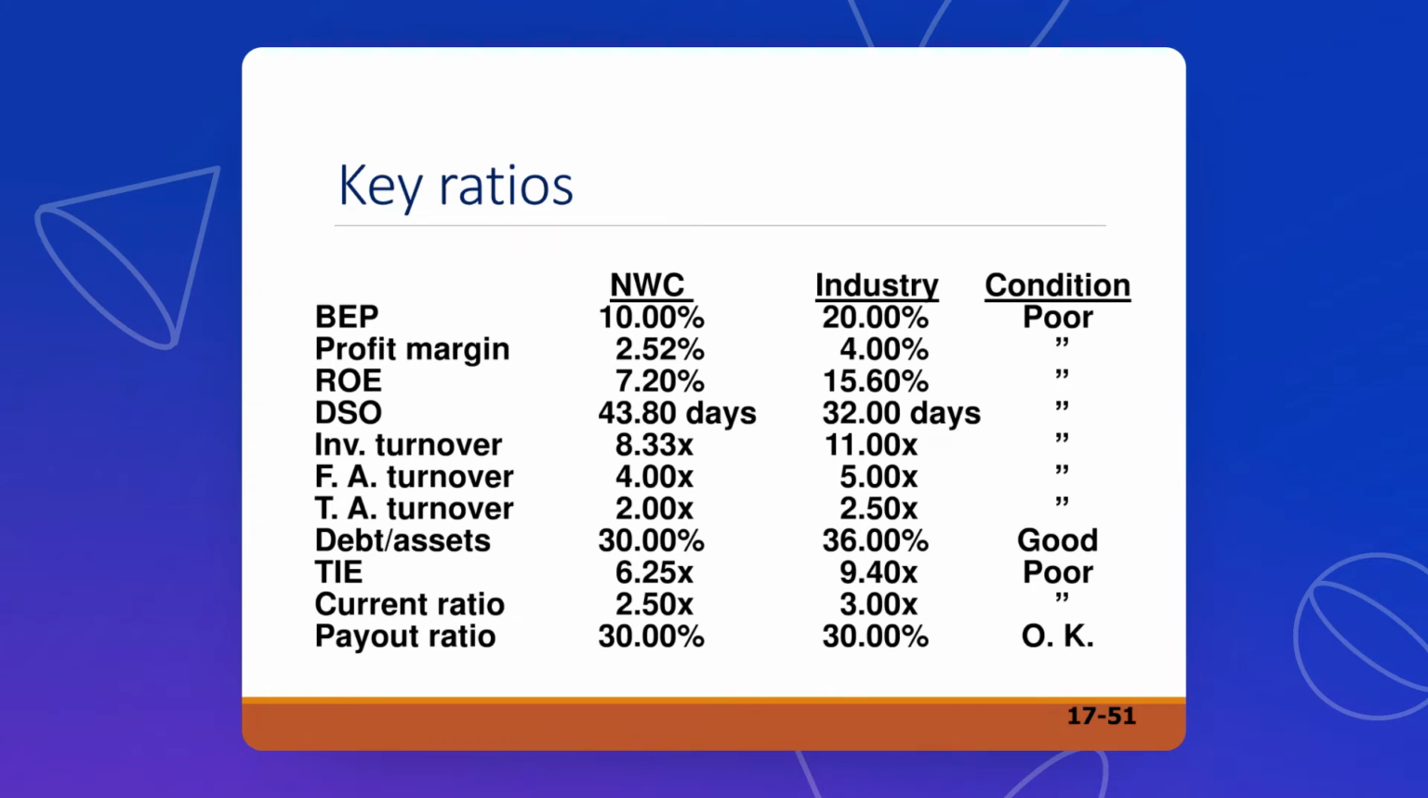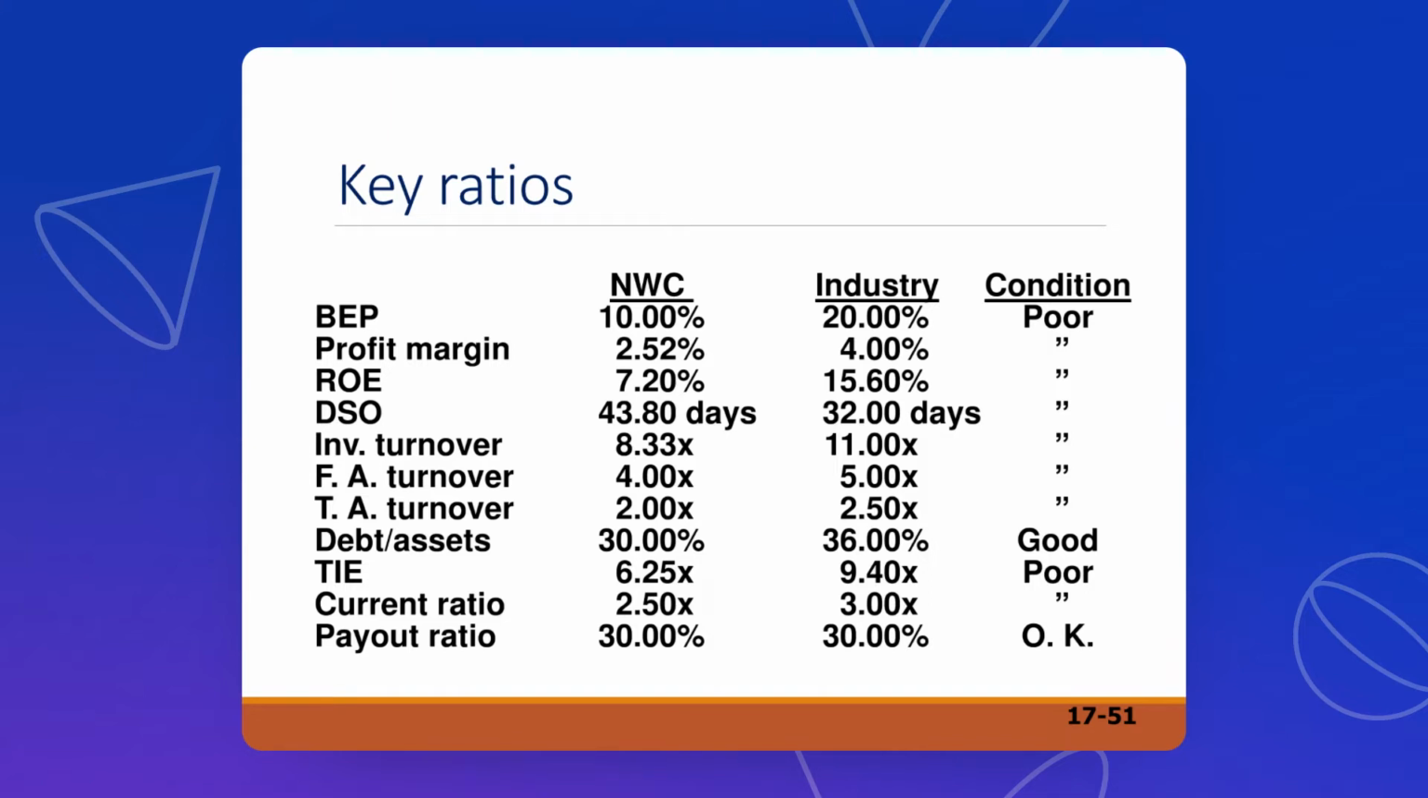So for example, the break-even point: you have 10% in our company, but the industry is 20%. Poor, di ba? Profit margin, you have 2.52, the industry is 4.0. The return on equity, you have 7.20 and the industry has 15.60. The days sales outstanding, ang company mo 43.80 days lang mabibenta, pero 32.0 dapat in the industry. So, poor din yan, ha?